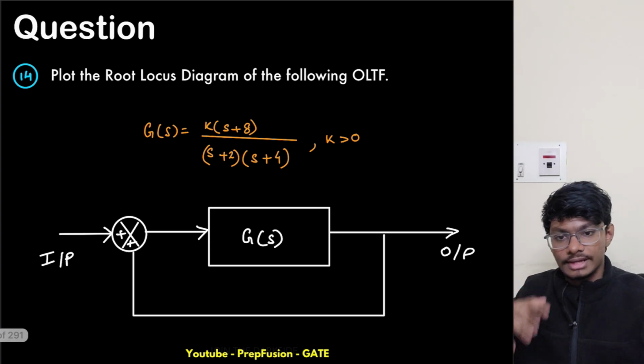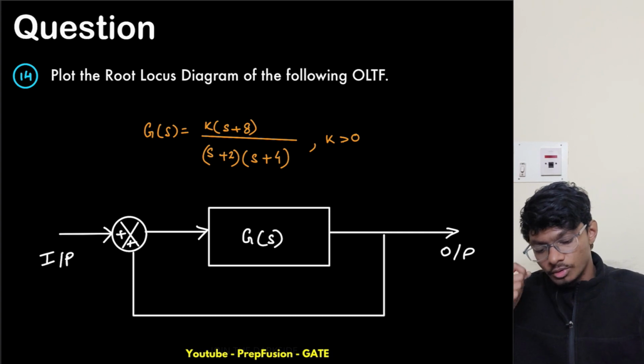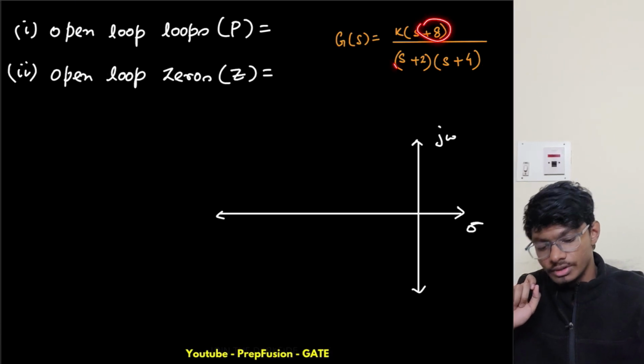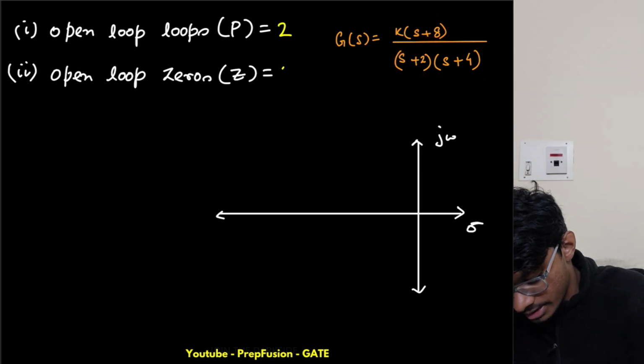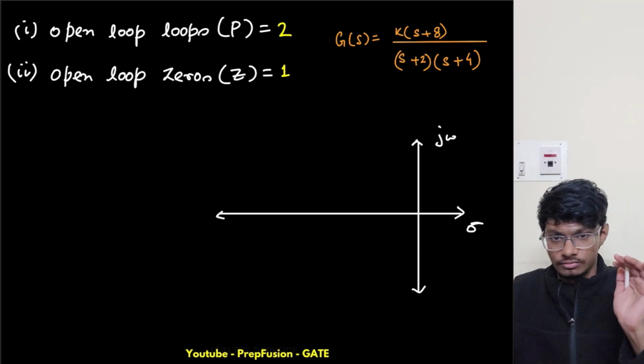So yeah, that one is that one. Now, how many open loop zeros and open loop poles do we have here? We have one open loop zero and two open loop poles. So p is 2 and z is 1. Okay, so I will have one asymptote, that I know, that won't change.